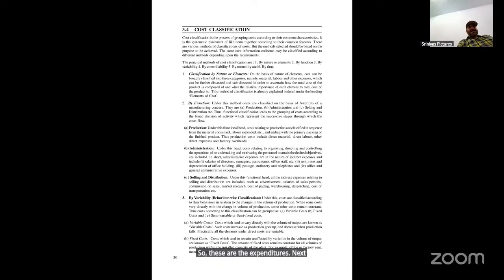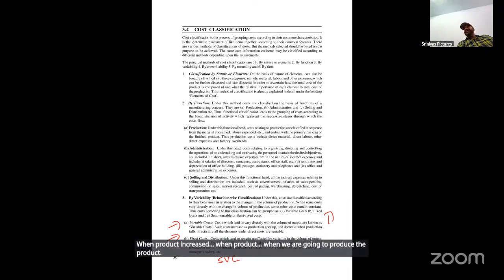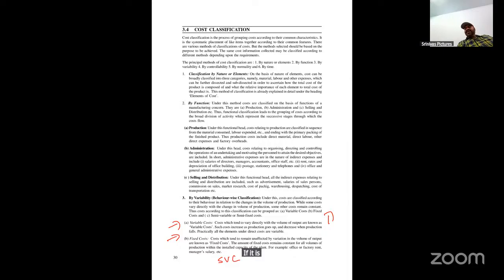Next one is the third one, variability, based on behavior: variable cost, fixed cost, and semi-variable cost. Variable cost means what? When we produce more product, if the raw material cost is linked with the production, that is called a variable cost.